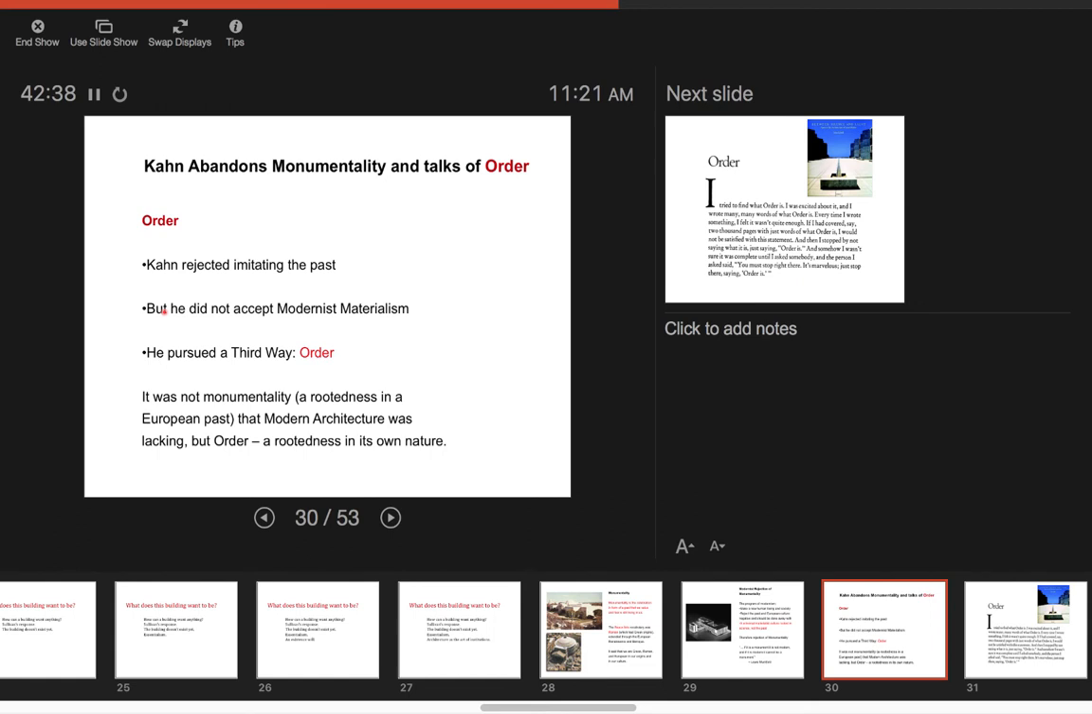Well, if we don't bring back monumentality and we're not happy with steel and glass, and our functionalism is not giving us a rich enough architecture, what should our architecture be rooted in? And Kahn says order. Now, order is not we should put all the chairs in a row. That would be orderly, but it's not what Kahn means.